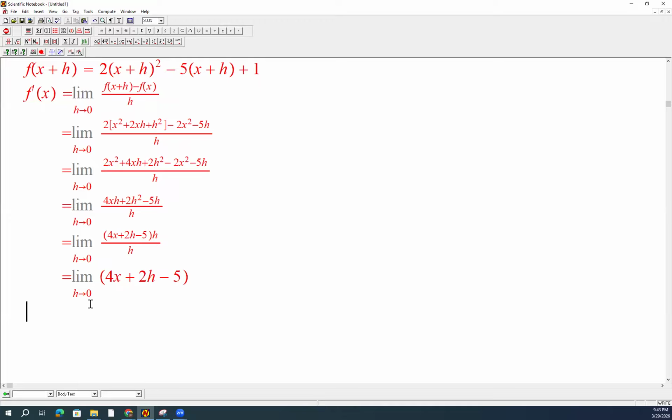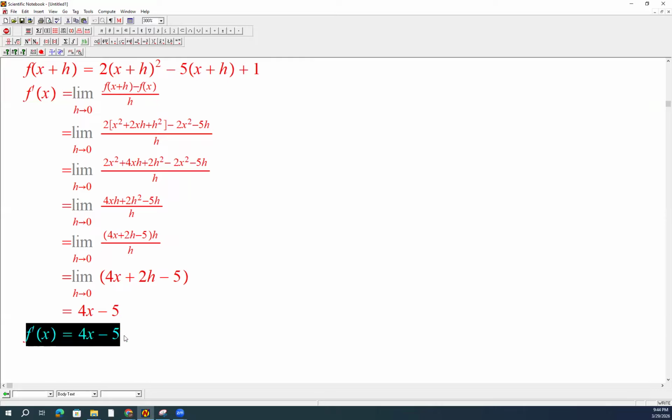Direct substitution, we got 4x minus 5. This is the formula for the derivative. What does it mean? It means that if you give me any number for x, I will be able to find the slope of the tangent line passing through that point.